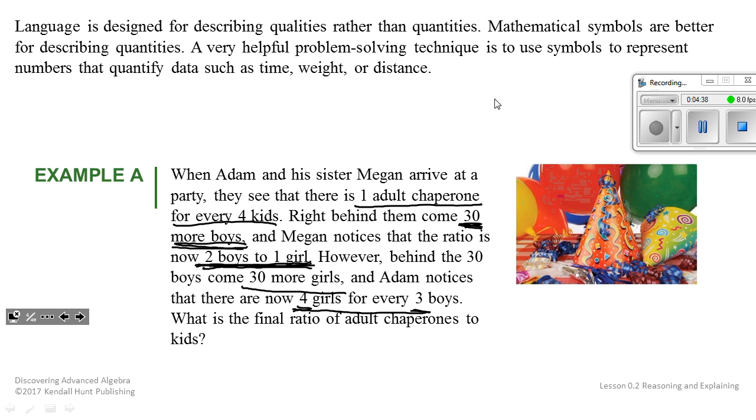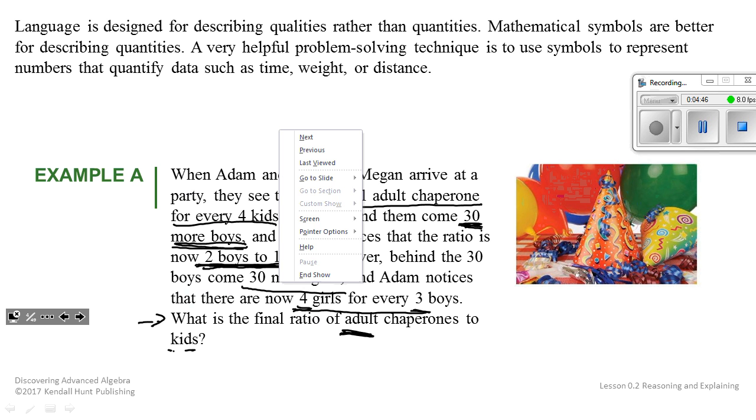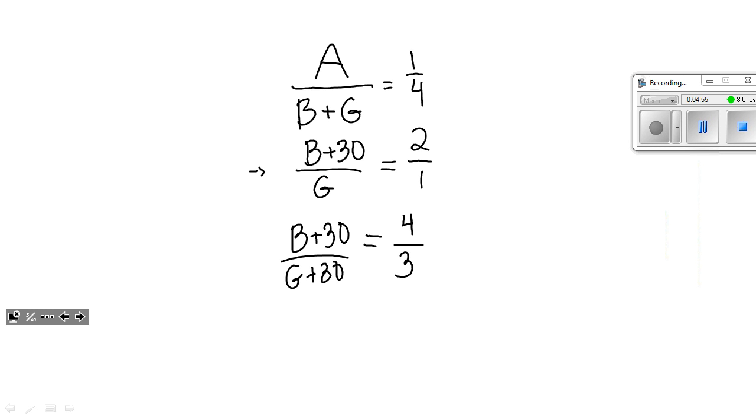Always know the question, right? What is the final ratio, chaperone to kids? So we want a ratio of adults to kids. Well, there are ways to solve this problem. You do not have to do it the way that I'm going to do it. All right? But let's just get this started. Let's simplify a couple of things maybe first.